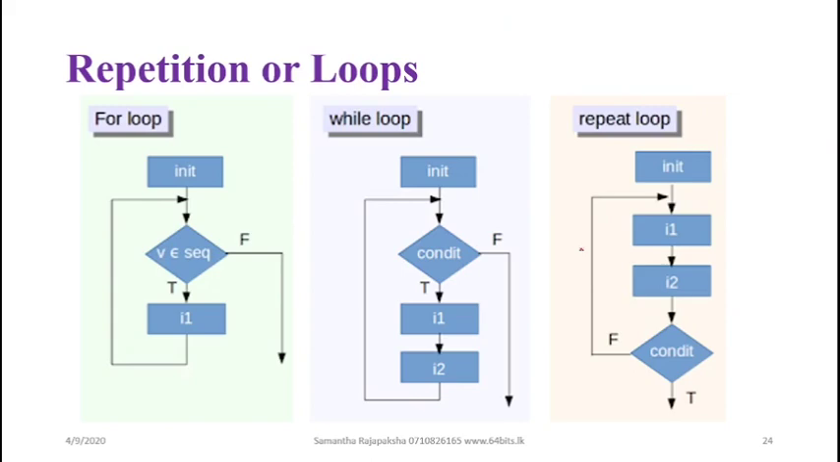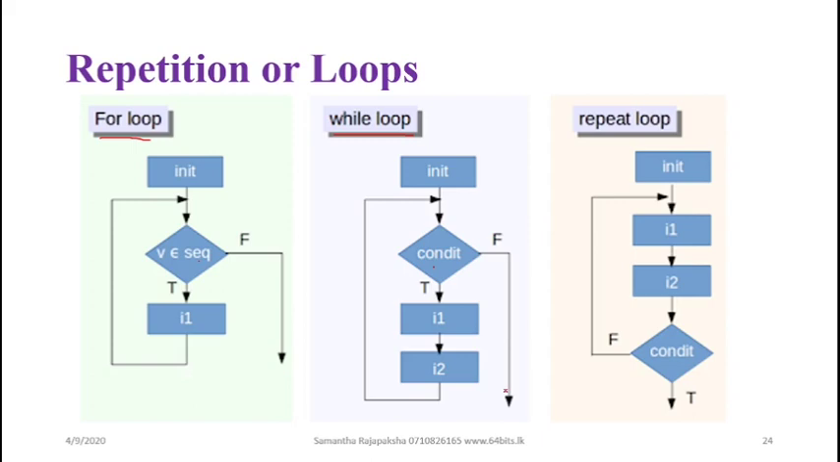So under loops we are going to discuss 3 loops: for loop, while loop, and repeat loop. Now remember, for the for loop and the while loop, the flowcharts are always the same, but the pseudocodes are different. In general, the flowchart for the for loop and the while loop will be the same. There is a condition. If the condition is true, you execute the things and come back. If it is false, exit. This is the for loop and while loop flowchart.